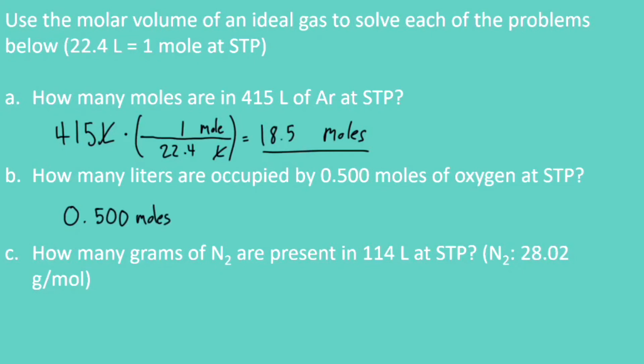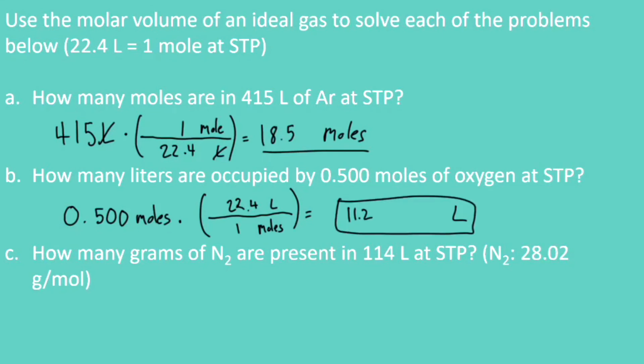The next problem asks us to go the opposite direction from 0.500 moles of oxygen to liters. And so we want to go moles to liters. This is just the opposite direction, which means we'll flip our conversion factor. Here what we'll do is we'll put our moles on the bottom and our liters up top. So we get 22.4 liters is equal to 1 mole. When I multiply that 0.5 by 22.4, I get 11.2 liters of oxygen. So again, we went really quickly between liters and moles.